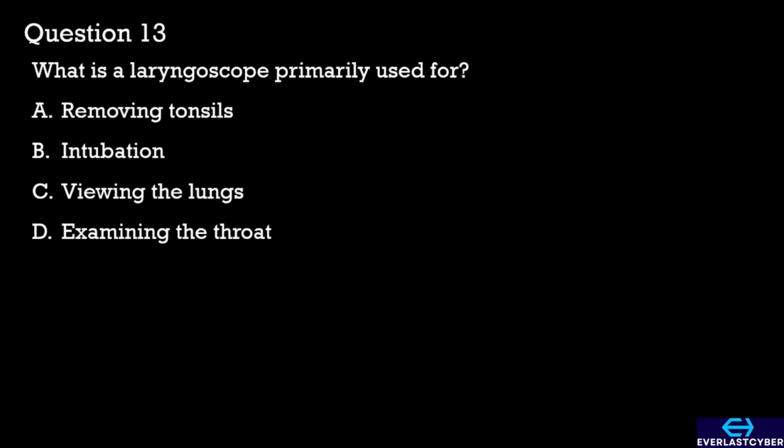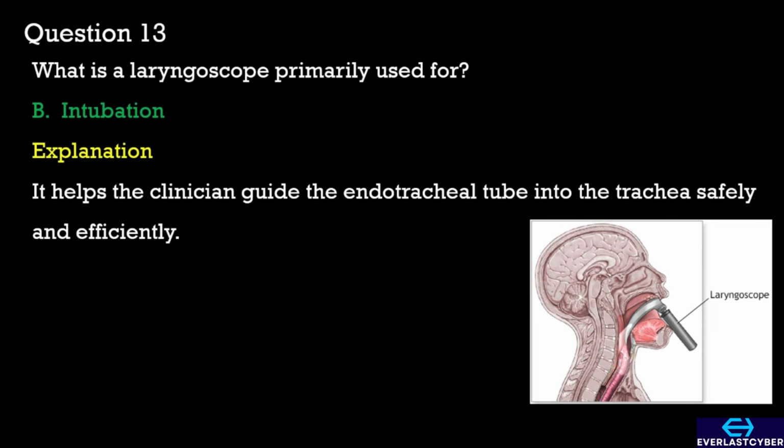Option C is achieved with a bronchoscope or imaging techniques like an X-ray or a CT. While option D, in order to examine the throat, a tongue depressor and light source are usually sufficient. A laryngoscope would not be necessary to use during throat examination. So, the primary use of a laryngoscope is for intubation, and that is option B.